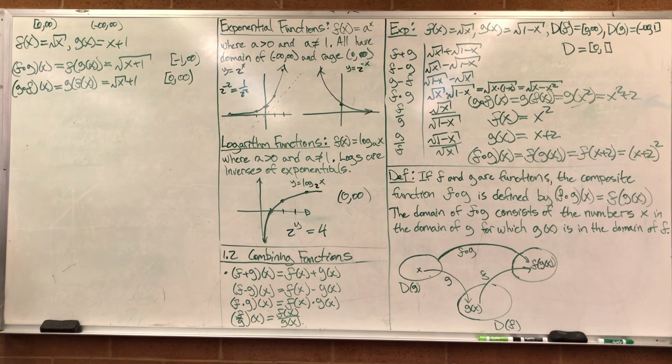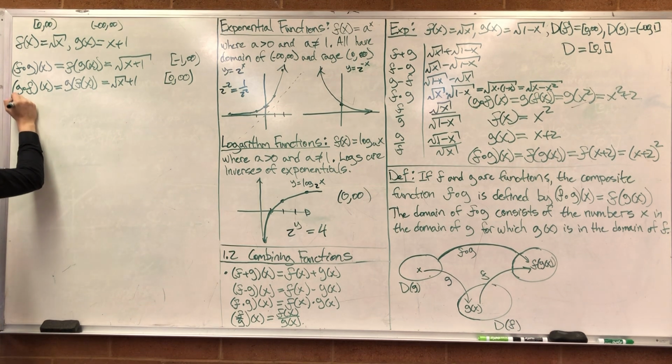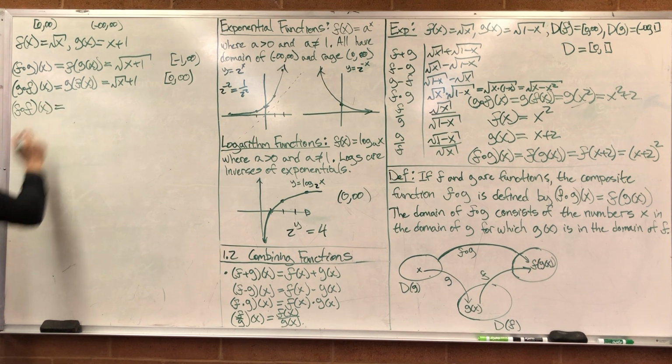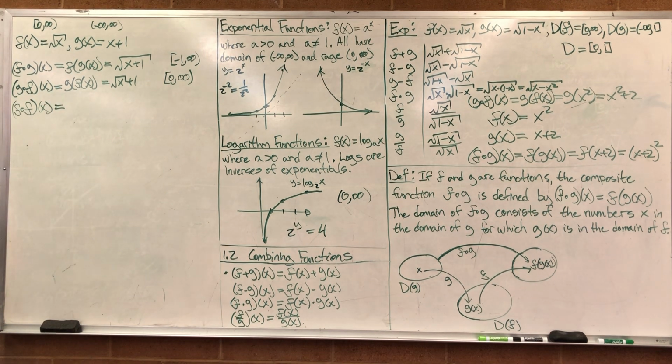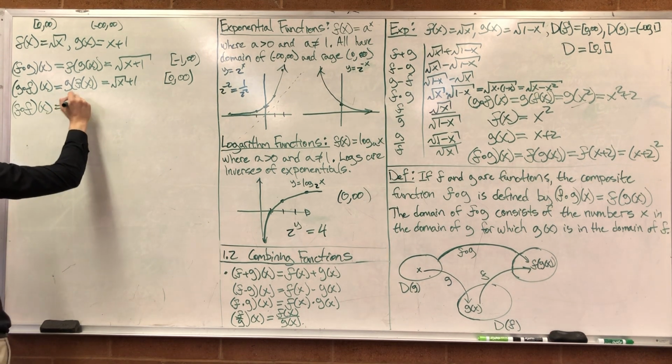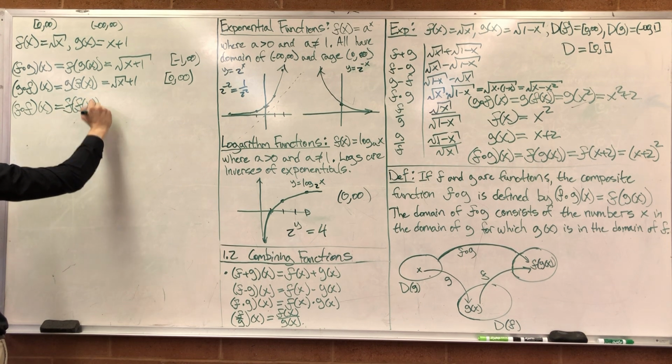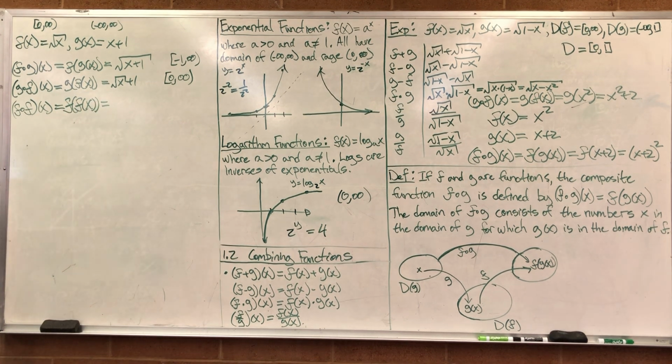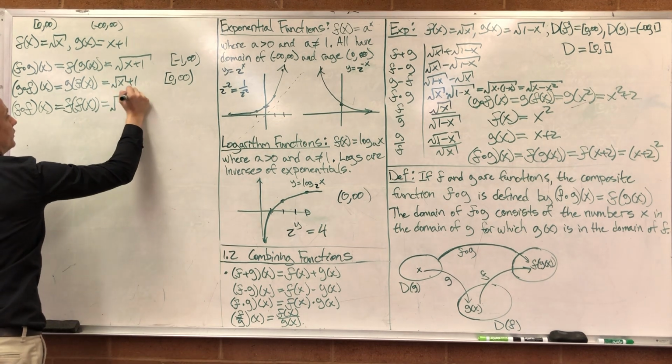Okay, let's look at another one. The other two the author does is f composed with f of x. What does that equal? f of f of x. And what does that equal? The square root of the square root of x.